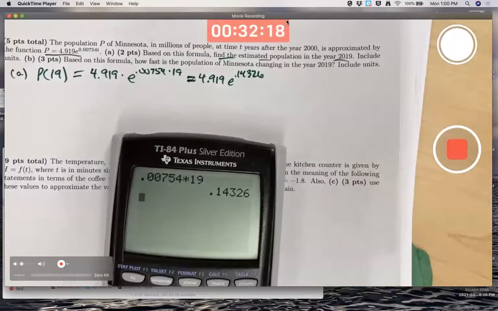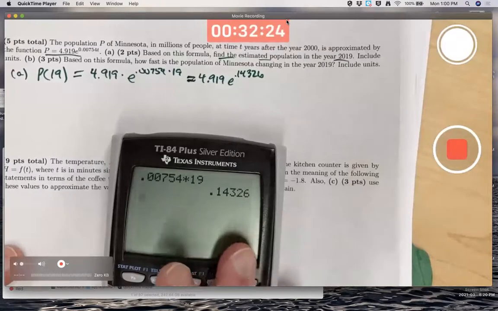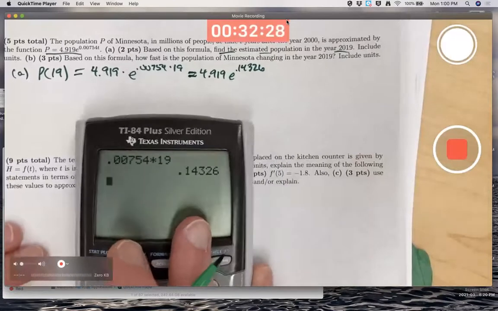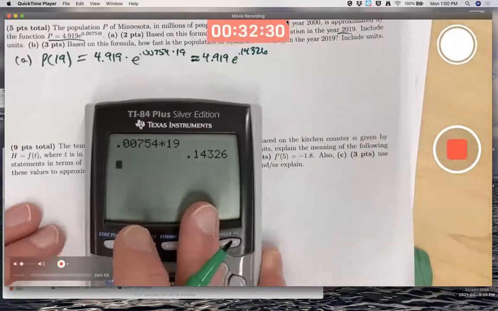I mean, you may have just used your calculator and that's fine, but how do I know you're not just pulling something out of thin air, especially if it's wrong? So I can't give you as much partial credit in that kind of situation.